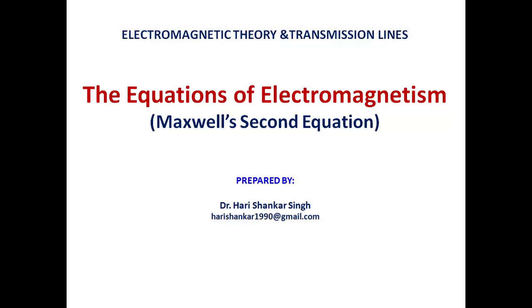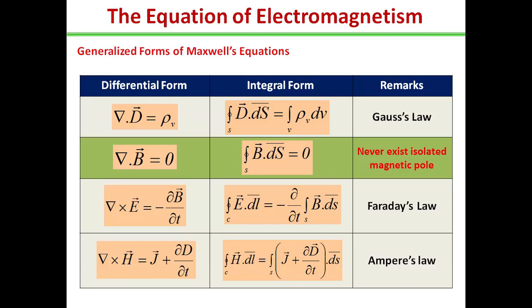In the previous video, we discussed Maxwell's first equation, and in this video, I will give a brief description of Maxwell's second equation, that is Gauss law of magnetostatics. Earlier, we have seen this generalized form of Maxwell's equations. Now we have to discuss the second Maxwell equation. You can see in this table, Gauss law of the magnetostatic field gives Maxwell's second equation.